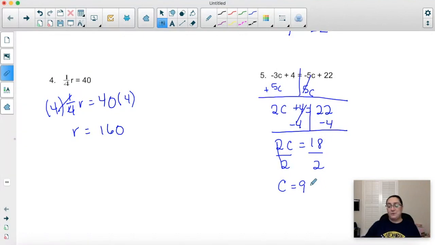Okay, that's it for this lesson. So I hope that helped to solve linear equations.